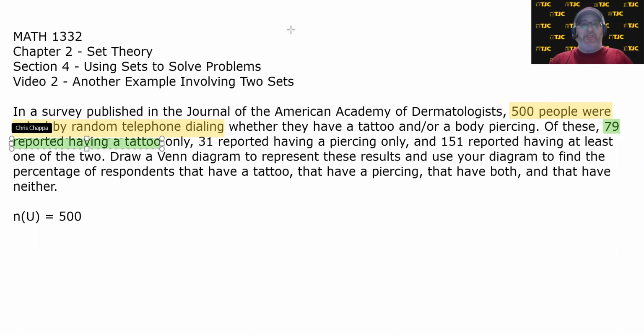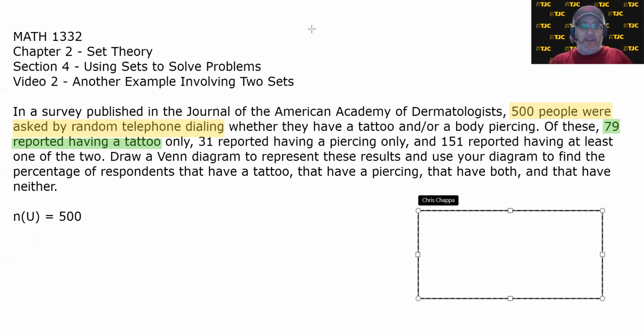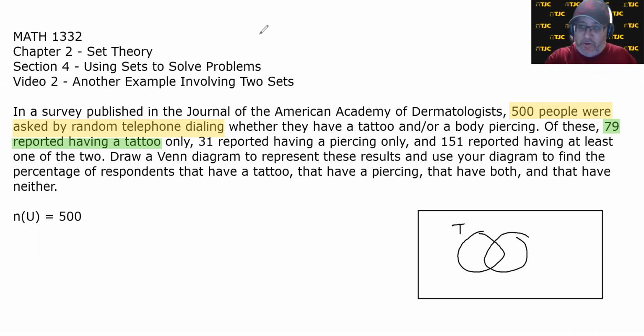All right, let's think about this, and maybe we should go ahead and draw a real quick Venn diagram, and I do mean real quick. There's that, and I'll just draw the rest by hand. Tattoo, body piercing, we'll just say B for body piercing. It wouldn't be wrong to say BP, it's just unnecessary to use two letters when you can avoid it. And for the sake of reference, regions 1, 2, 3, and 4. All right. 79 reported having a tattoo only. I'm sorry, I didn't highlight the word only, and it's just that important.